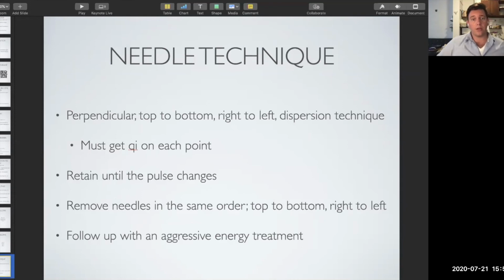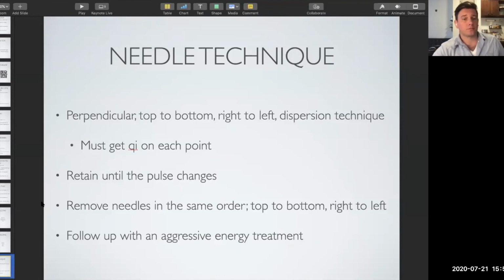And the only other thing you need to know is the needle technique. For each of these, it's bilateral. The needles are put in perpendicularly, straight in, top to bottom, right to left, dispersing. And the patient has to feel every needle. You have to get the chi on the needles. That's always true, but extra true here.